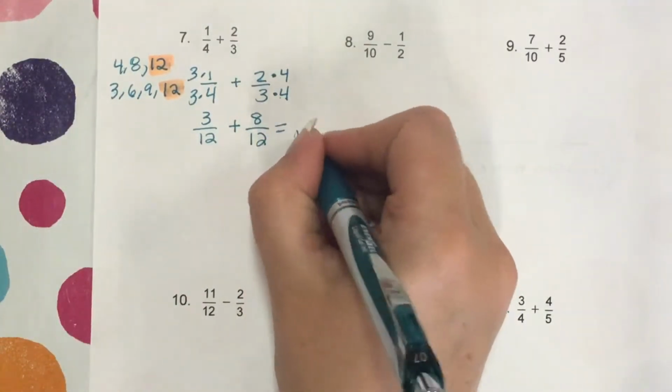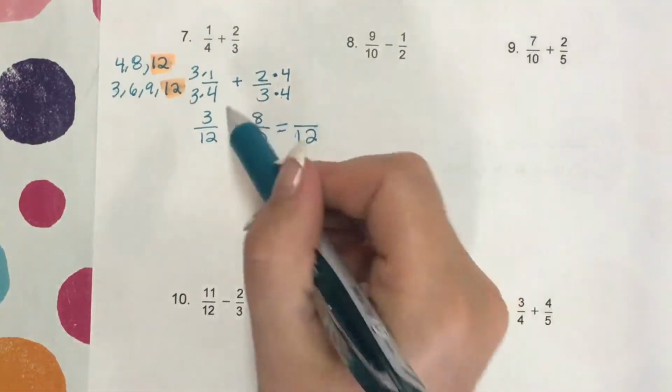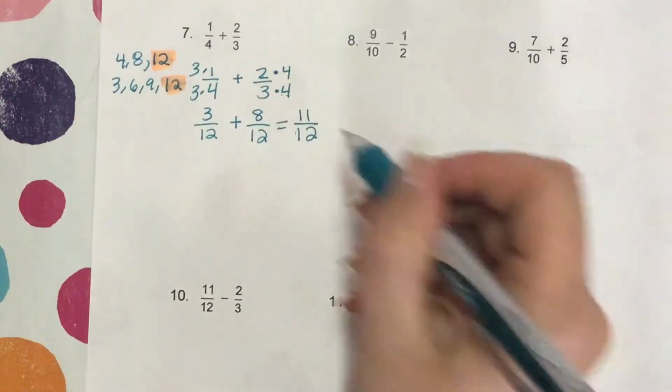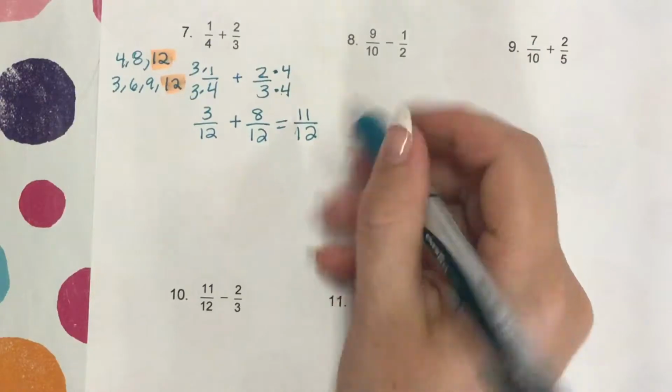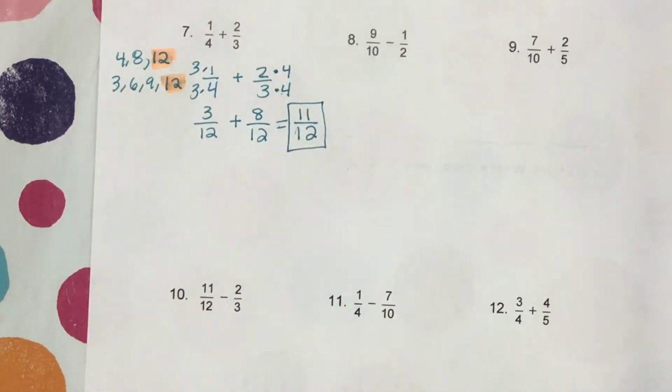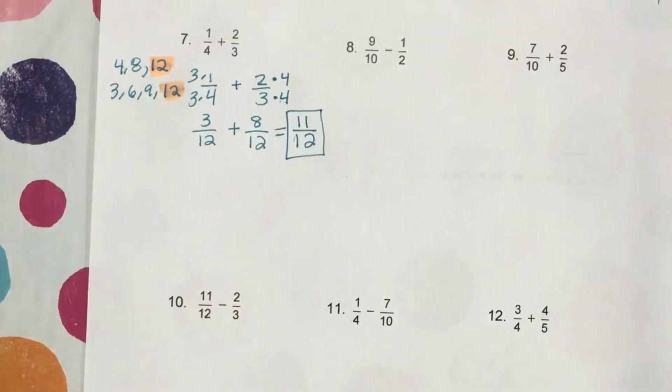Now I have my common denominator, which is great. I'm going to have a 12 in my answer. So I just add the numbers on top. 3 plus 8 is 11. And is my answer in simplest form? Yes, there's no common factor, so boom, there you have it. 11/12 is my answer. So if you got that right, great job. Okay, on to number 8.